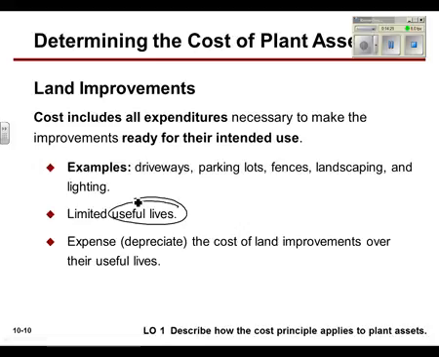And when it depreciates or loses its value, the cost of land improvements are looked at over their useful life. And in this case, that's certainly shorter than most fixed assets.